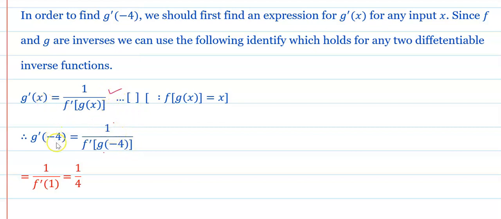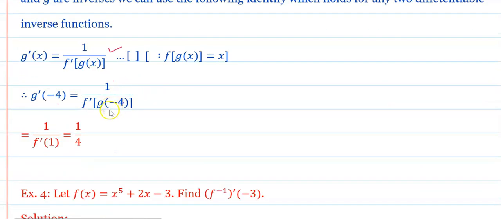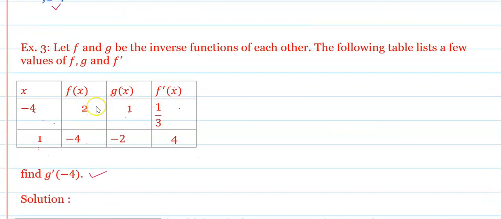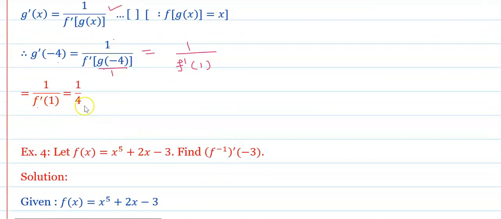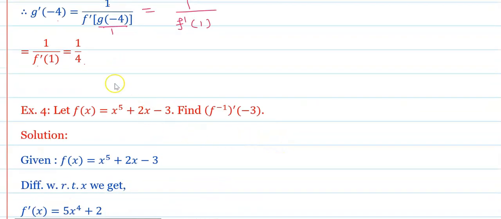Okay. Now, g dash of minus 4. Now, we'll find out the values. What about the g of minus 4? See this here. G of minus 4 is 1. I will write here 1 upon f dash of, in bracket, g of minus 4 which is 1. Therefore, here is f dash of 1. Now see this here. F dash of 1 is 4, and hence the answer g dash of minus 4 is 1 by 4.